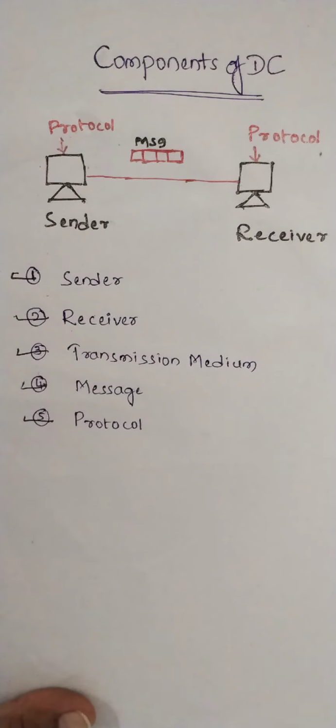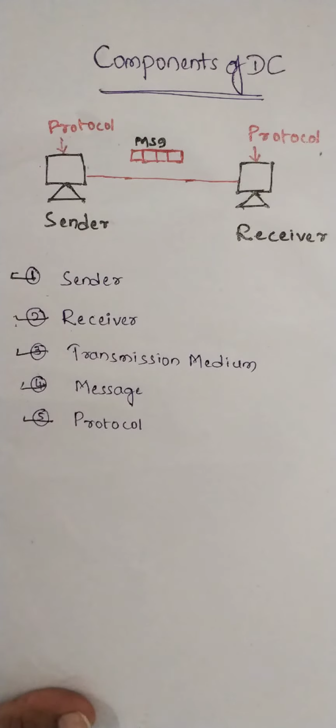For this reason we need the second component, the receiver. The must-have components are the sender, who wants to send the information and exchange the message with the receiver. For that reason we need the sender, and if there is a sender then there should be a destination, another machine to reach the message. For that reason we need a receiver.